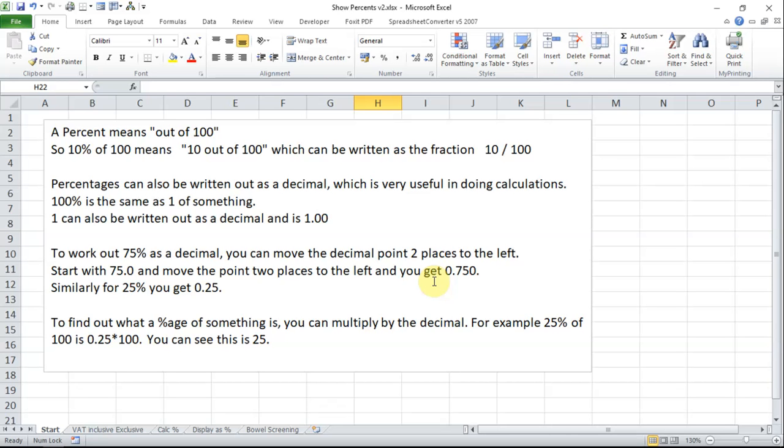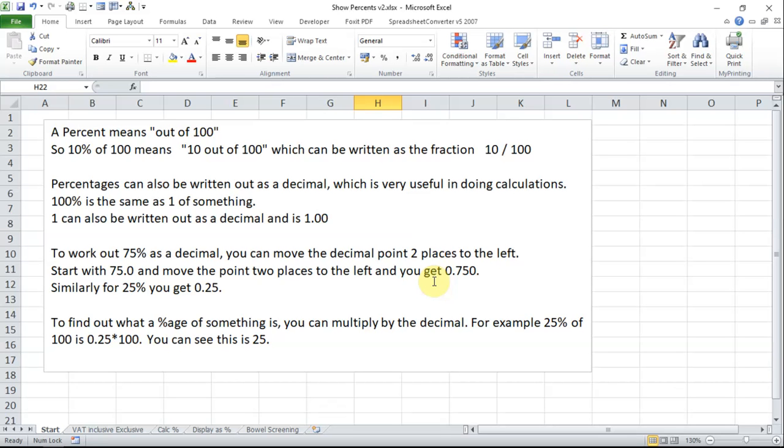We pretty much instinctively know that 50% is half. And percents really can be written as fractions. For example, the fraction for 100% is 100 over 100. And you can see this is the same as writing 1.00 as a decimal. 75% is the same as 75 over 100, which can be written 0.75.